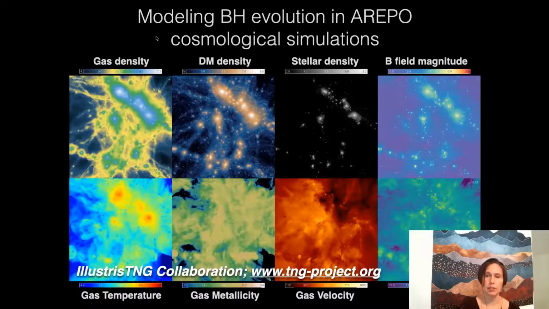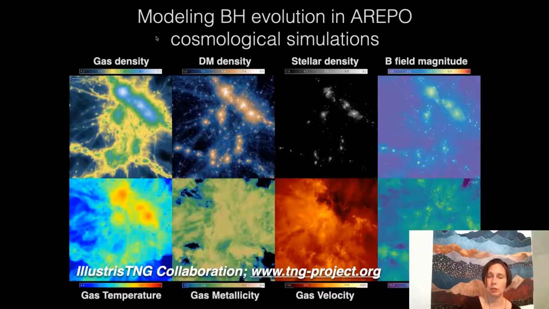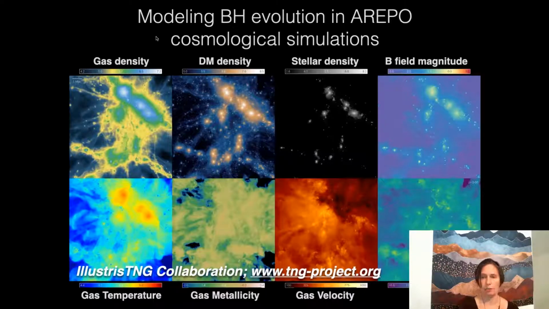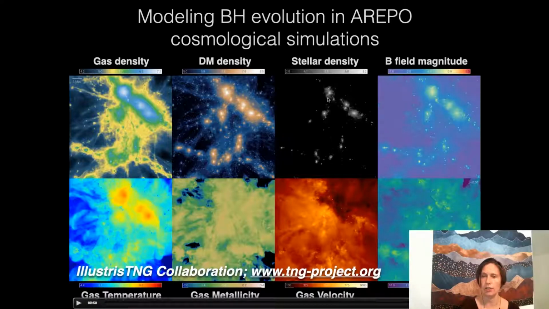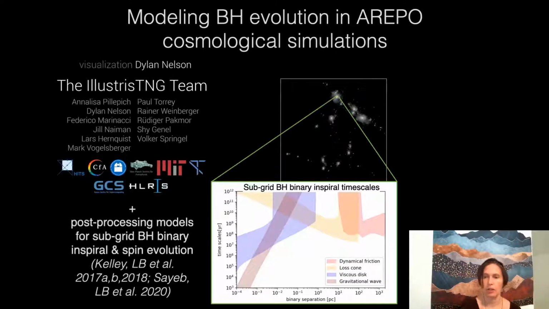So you can get a sense of the scale of simulations and the types of physics that we're able to include from these simulations. If we focus on this stellar density plot here, you can see that there is this galaxy that has recently undergone a merger. So we'll use that as an example for how we model black hole binary evolution using these simulation data.